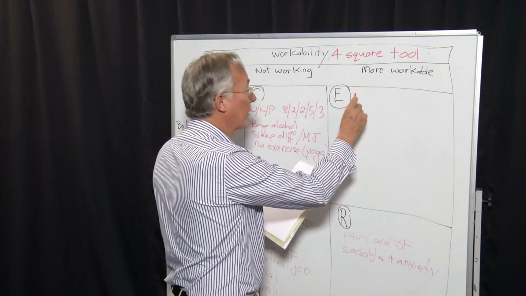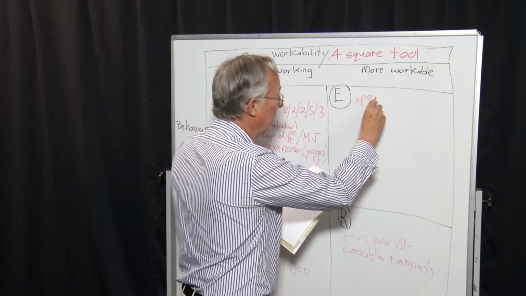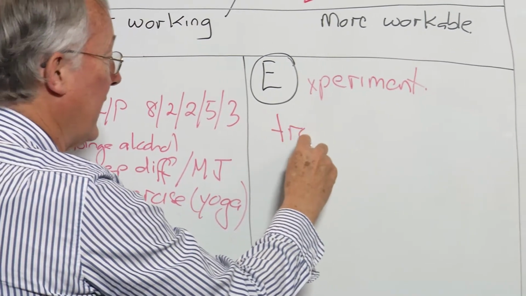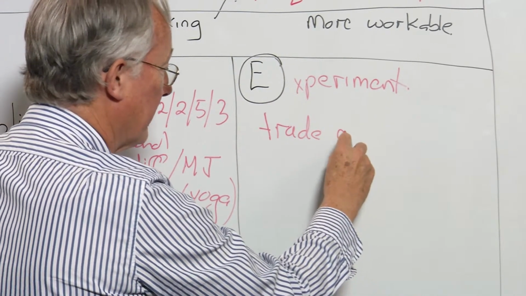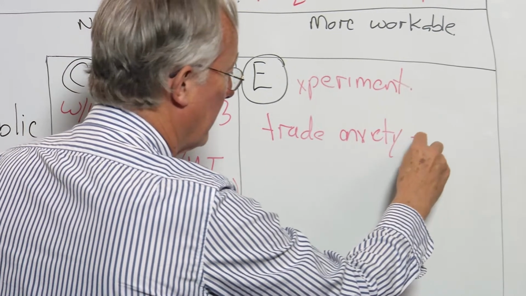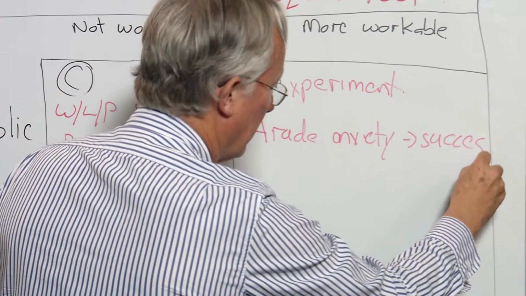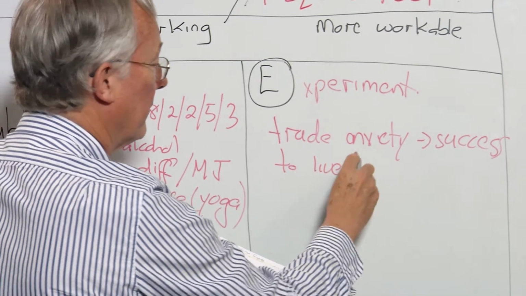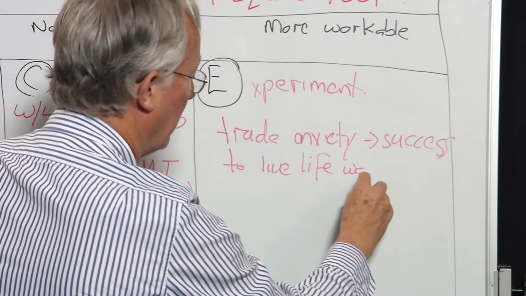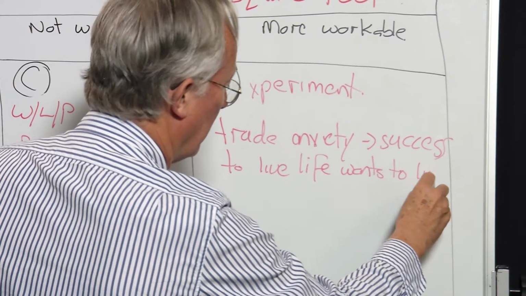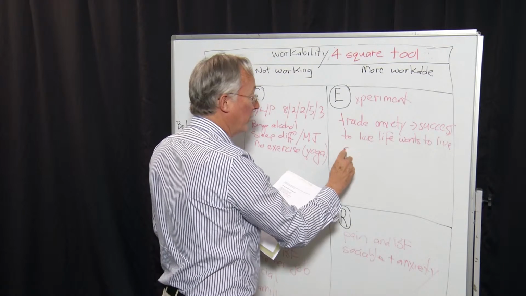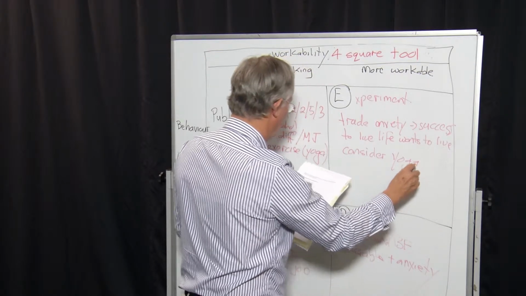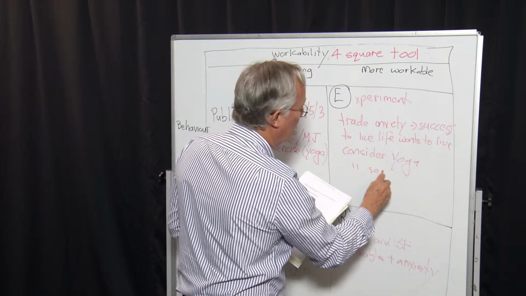And then we finally come up to this box here, which was experiment with new behaviour. So she needs to be willing to trade anxiety for social success. She needs to be willing to live the life she wants to live. And she was willing to consider exercise, so doing the yoga. And then consider socialising with her flatmates.